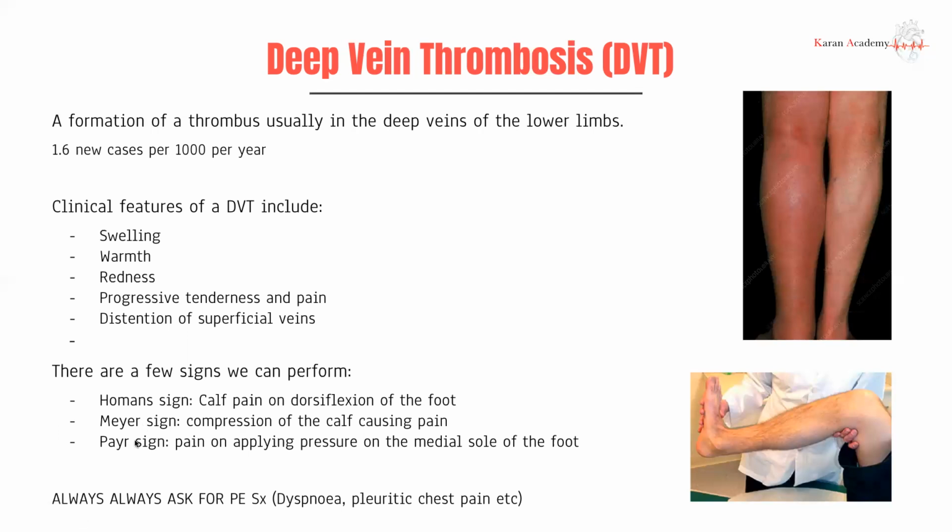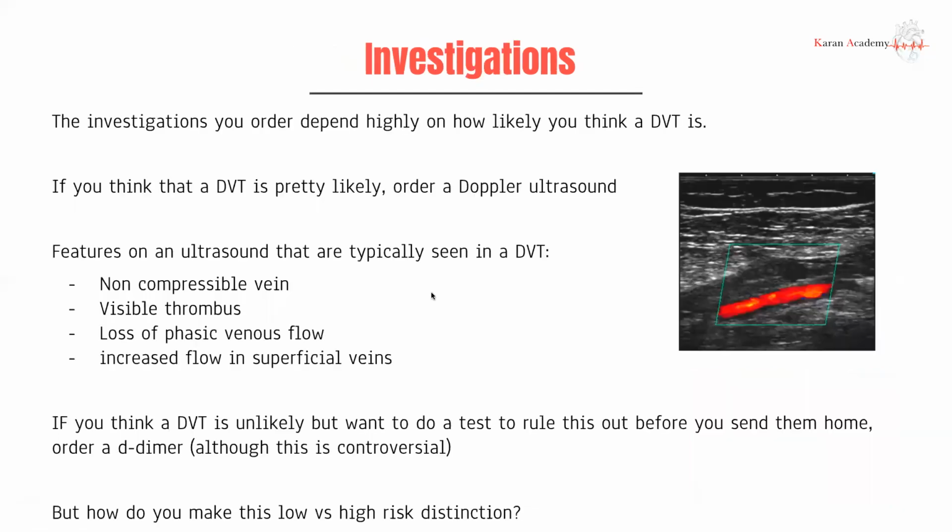And always, always, always, if you suspect a DVT, please ask about PE, because if you have a clot that originates here, it is very possible for it to embolize further and go into your lungs. So ask about things like dyspnea, pleuritic chest pain. Now, the investigations you order if you suspect a DVT really depend on how likely you think a DVT is. If you think that a DVT is pretty likely, order an ultrasound, because that's the investigation of choice for DVTs.